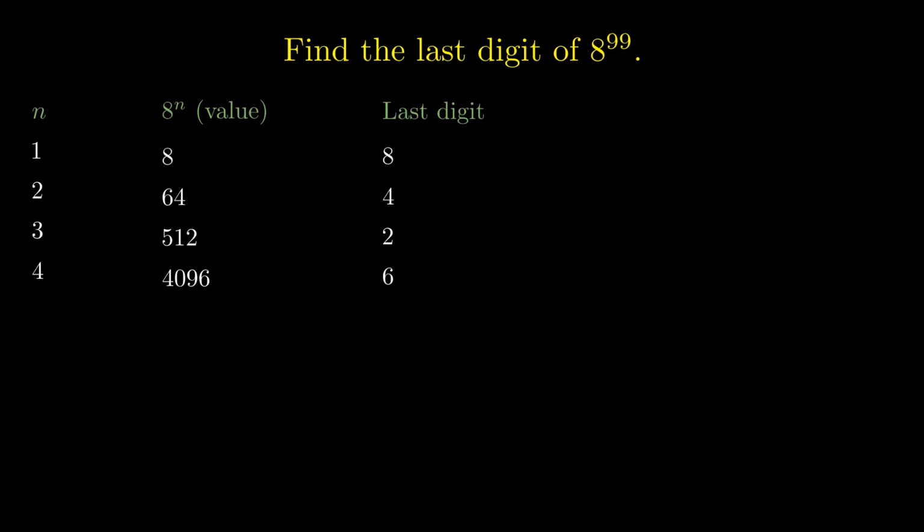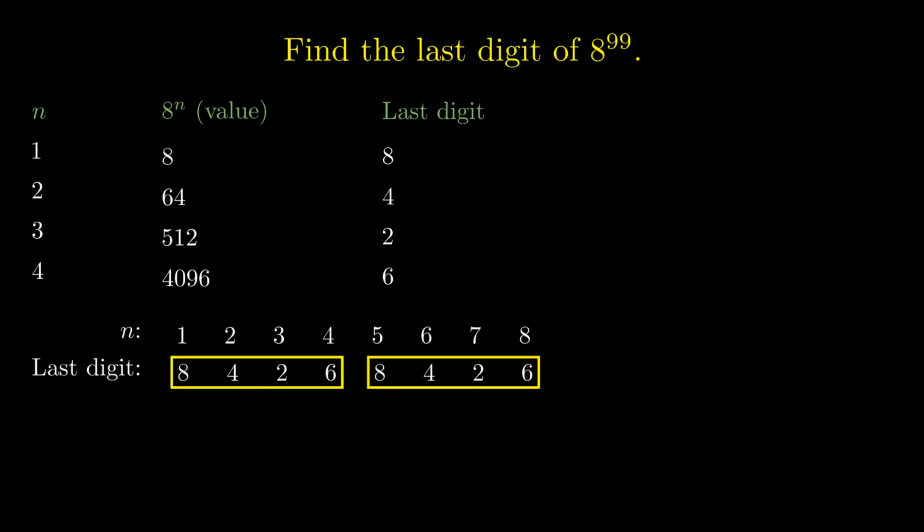Step 1. Examine the first few powers. 8 to the first is 8. Last digit 8. 8 squared is 64. Last digit 4. 8 cubed is 512. Last digit 2. 8 to the fourth is 4096. Last digit 6. Watch the last digits continue.